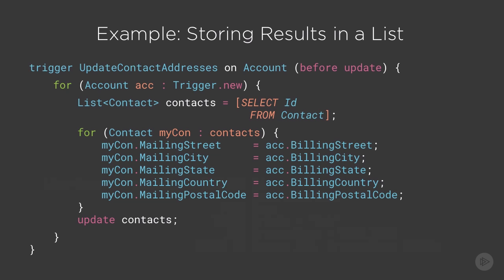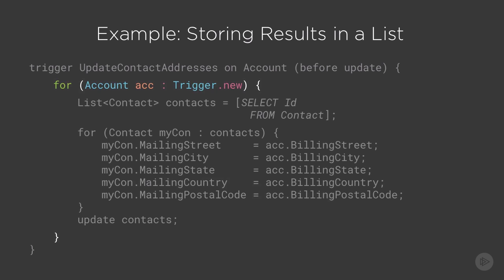So let me give you an example of SOQL in Apex. Let's say we wanted any changes to an account's address to waterfall down and update the addresses of all its contacts. We could write a trigger like this. The trigger would exist on the account object and run anytime an account is updated. We're specifically looking for changes on the account object, so the trigger exists here instead of on the contact object.